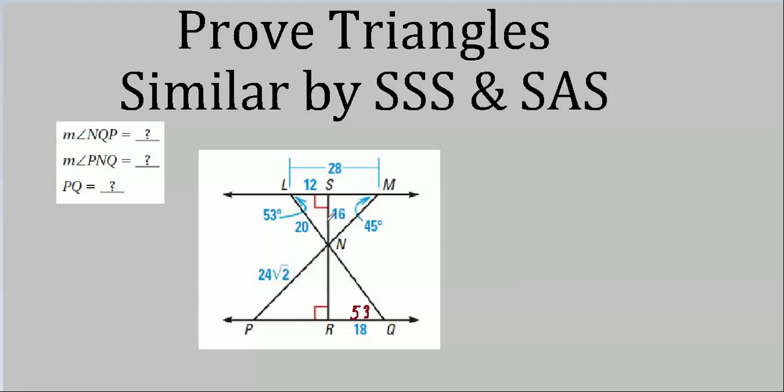And one of the angles they asked for was NQP, which just happens to be right here. So we can write that in right now. And what about this? Well, this is the same as this one here. Again, alternate interior angles.